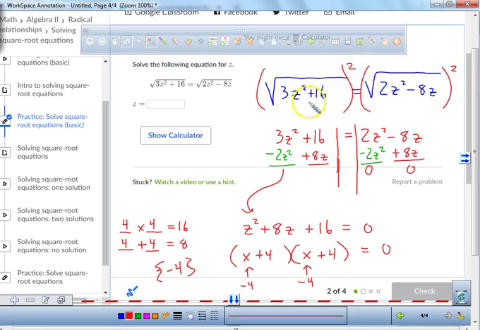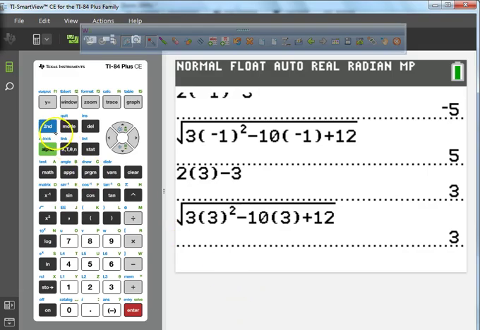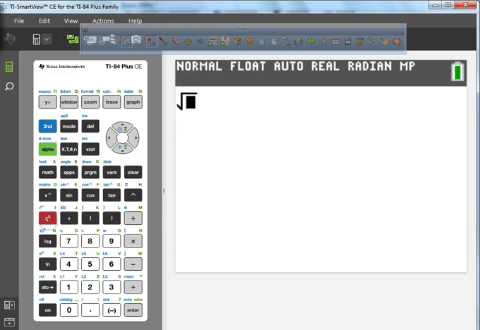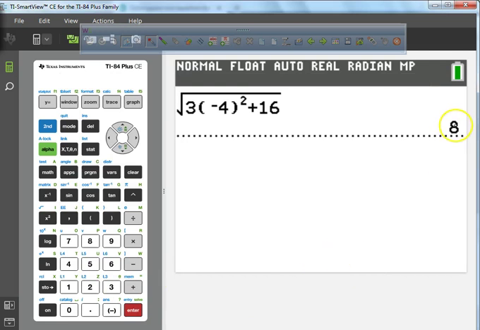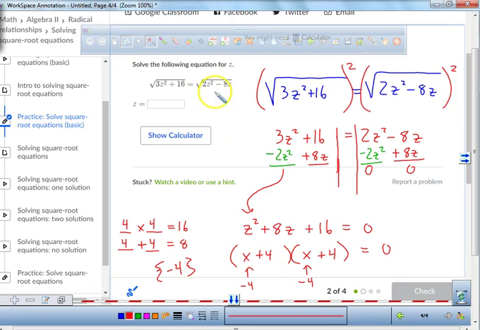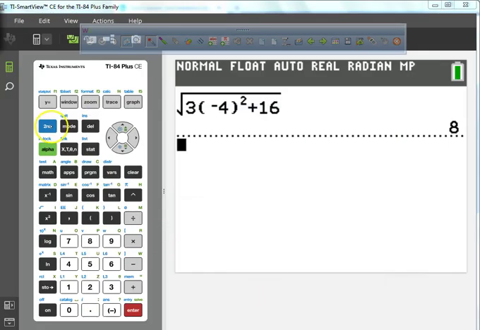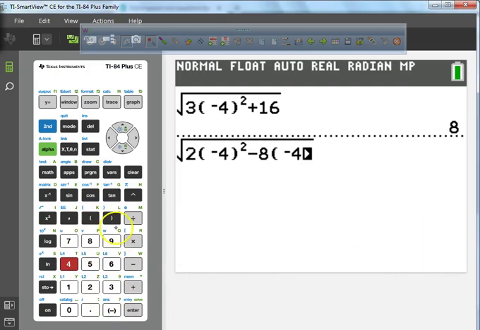So go to your graphing calculator. We're going to clear this out. I'm going to hit second square root. I'm going to type in a 3 parentheses -4, square it, plus 16. And what is that equal to? 8. And then over here, I'm going to take the square root, type 2 open parentheses -4 squared, minus 8 open parentheses -4. Press enter. And what do we get? We get another 8.